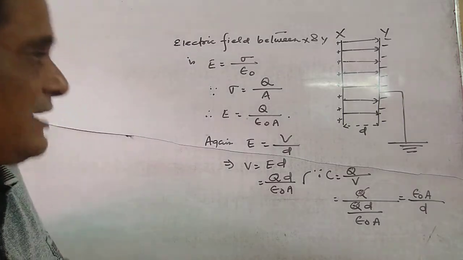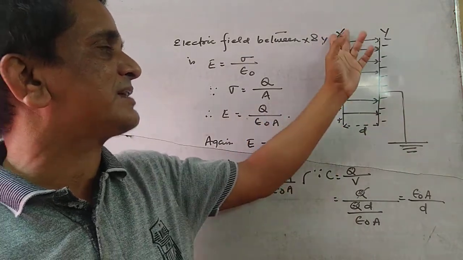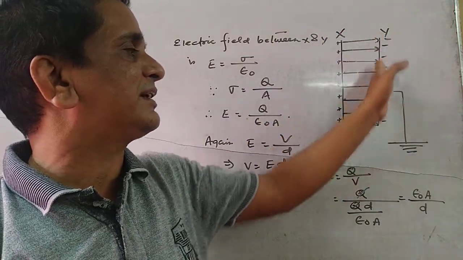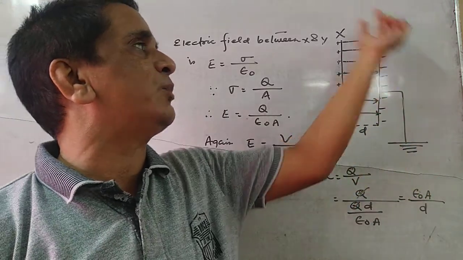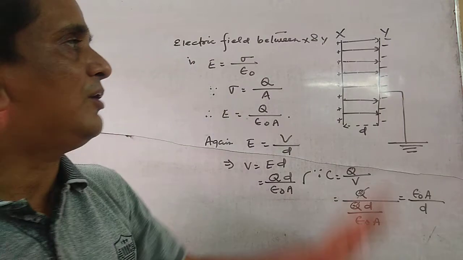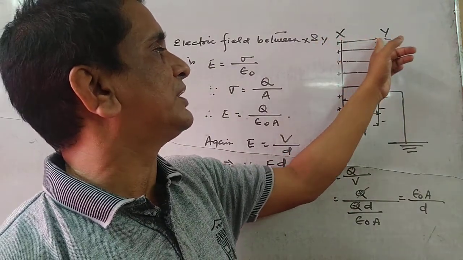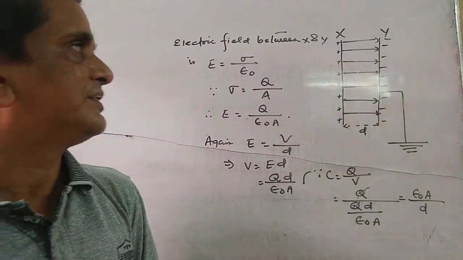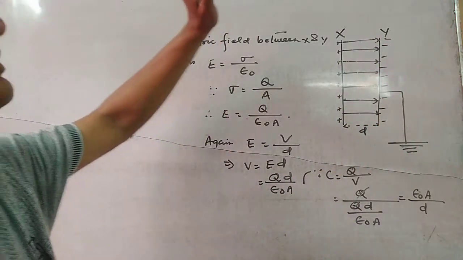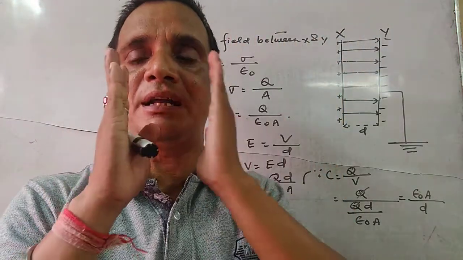So let us take a positive plate here named X, and another uncharged conductor, which is earthed, at a distance d, named Y. Clear? Now the electric field is always directed from positive to negative, so the field is directed from X to Y, at a distance d. Is it clear? Now we know the electric field between a positive plate and a negative plate.